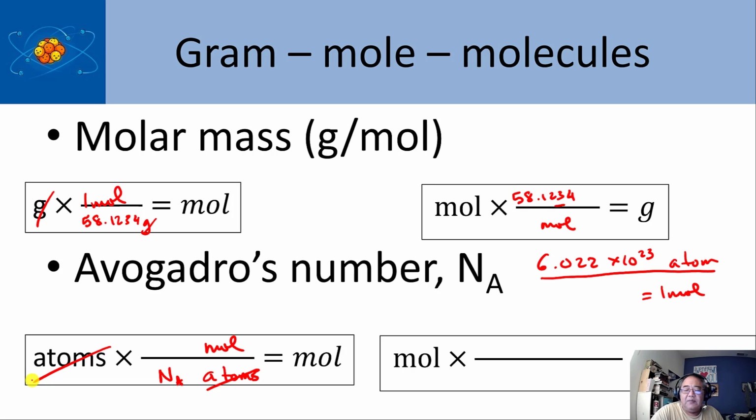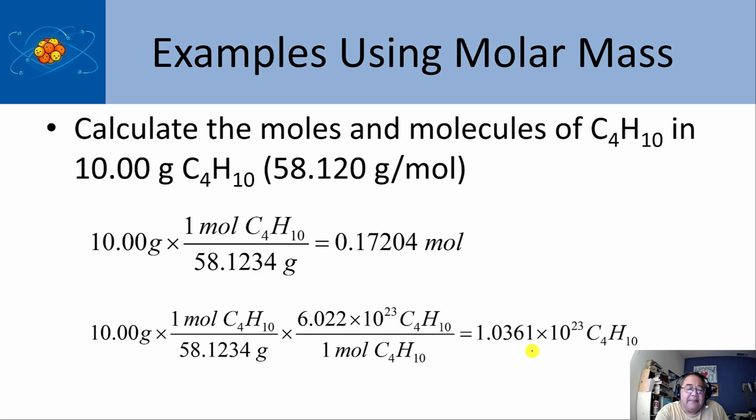And then if I'm going from moles to atoms, I would be putting 6.022 times 10 to the 23rd atoms at the top and moles at the bottom. And rather than write it again, that Na represents the 6.022 times 10 to the 23rd. All right, so let's look at an example real quick. It says calculate the moles and molecules of C4H10 in 10 grams of C4H10.